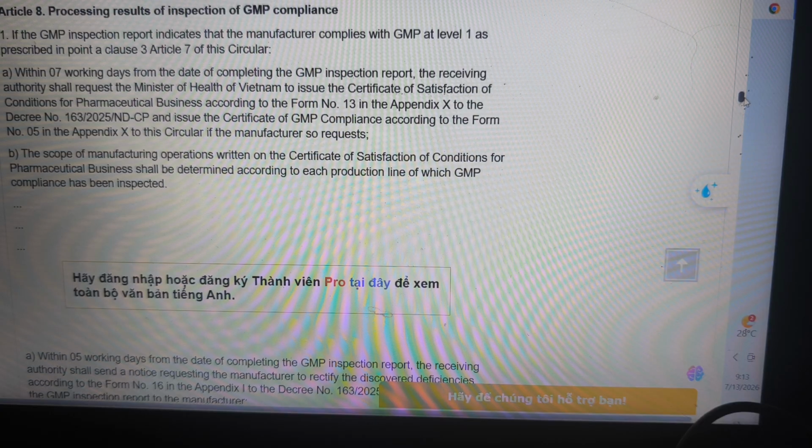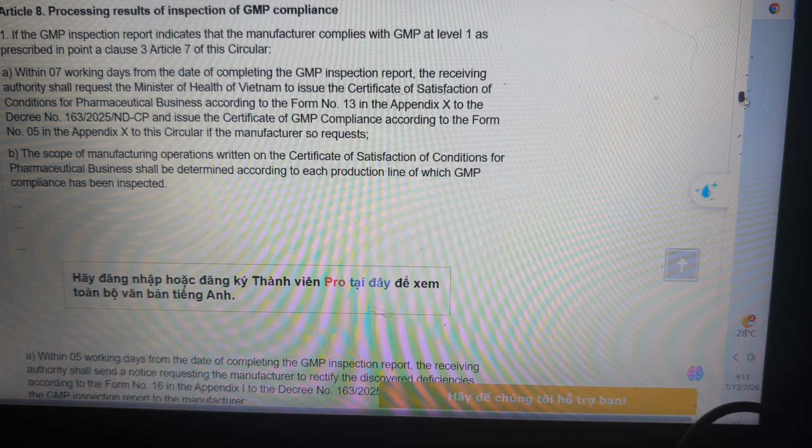Within 7 working days from the day of receiving the GMP inspection report, the receiving authority shall request the Minister of Health of Vietnam to issue the certificate of satisfaction of the conditions for pharmaceutical business according to form number 13 in Appendix 10 to Government Decree number 163/2025, and issue the certificate of GMP compliance according to form number 5 in Appendix 10 of this circular if the manufacturer so requests.